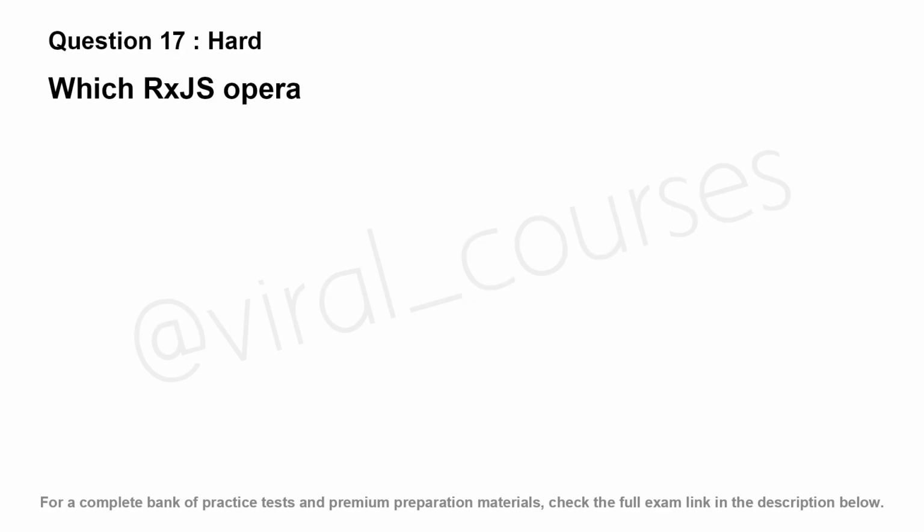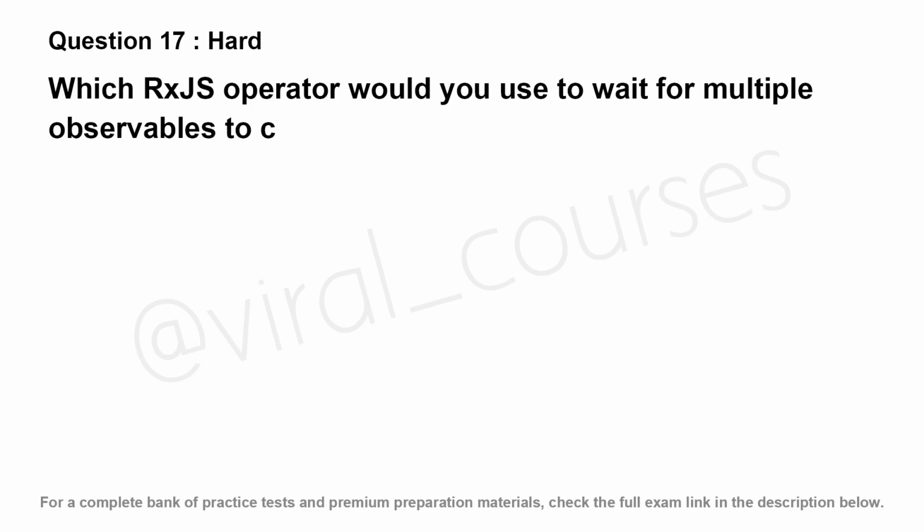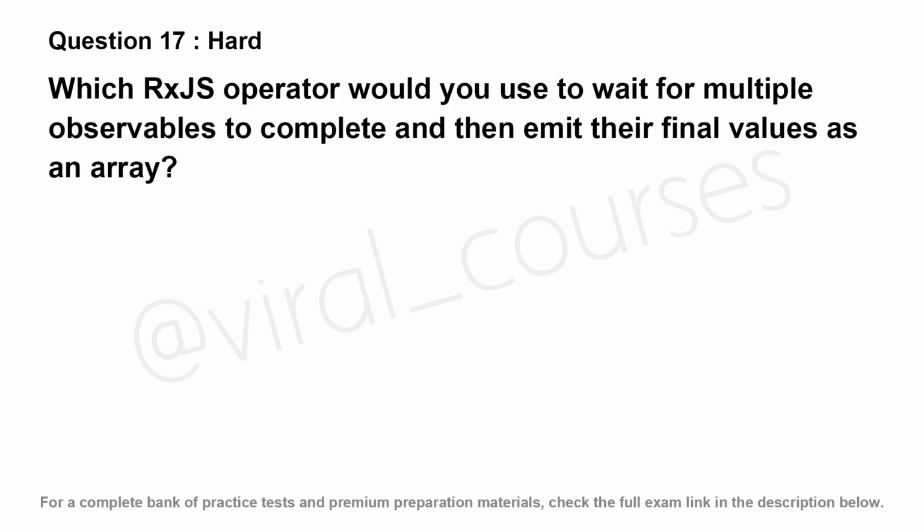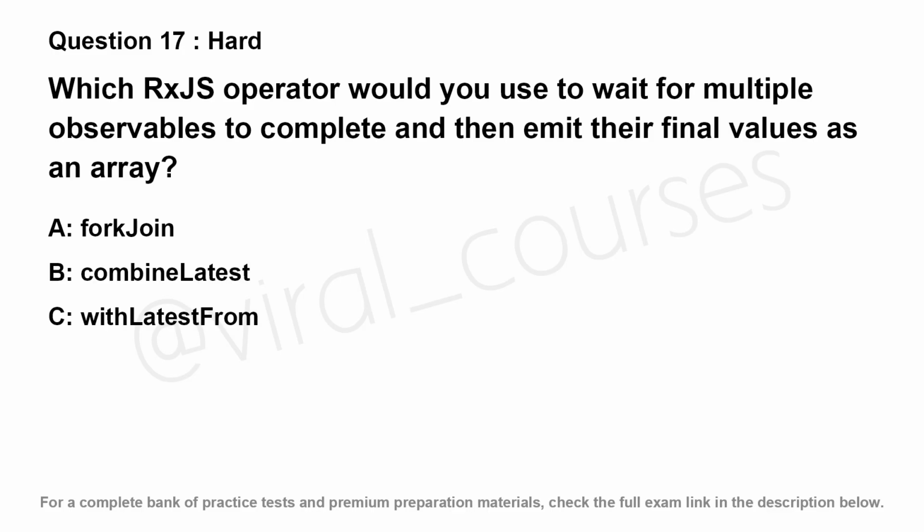Which RxJS operator would you use to wait for multiple observables to complete and then emit their final values as an array? Option A. forkJoin. Option B. combineLatest. Option C. withLatestFrom. Option D. concatMap.